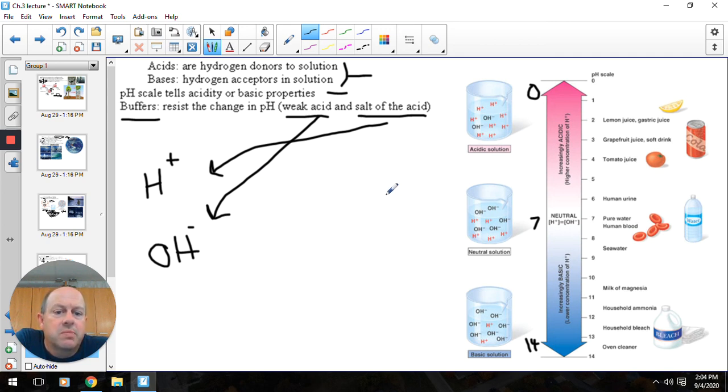So those are some of the things that make water pretty special. And that's a good thing because all living things need and are made of a lot of water.